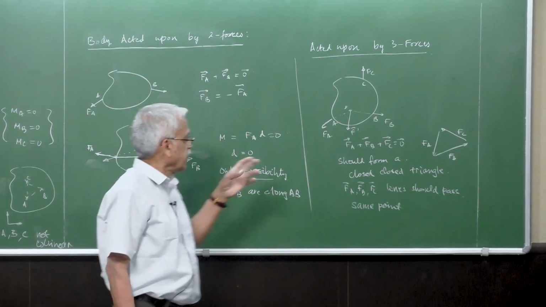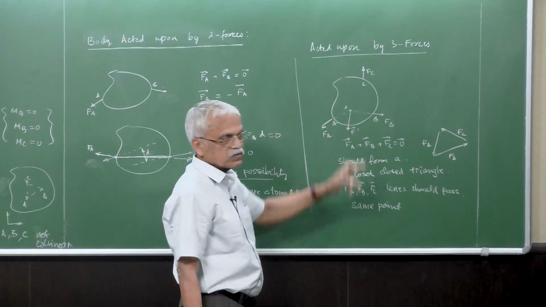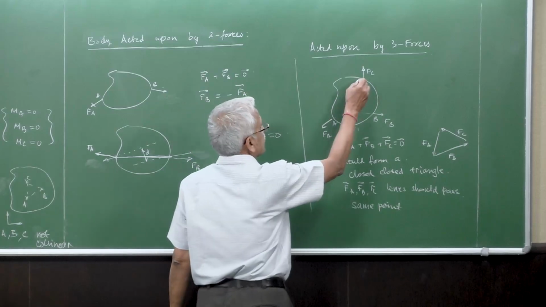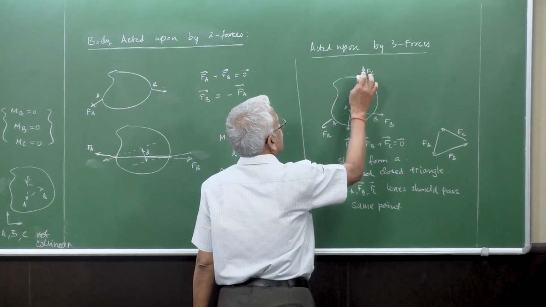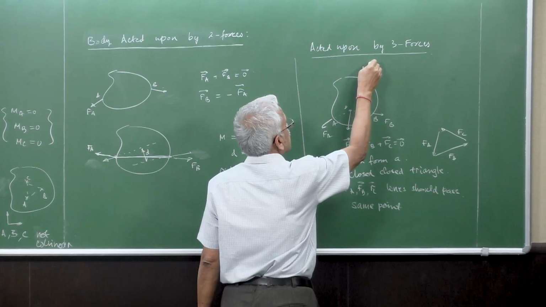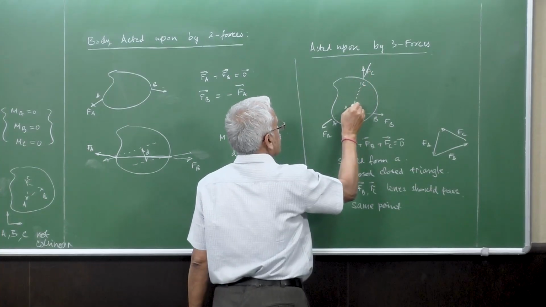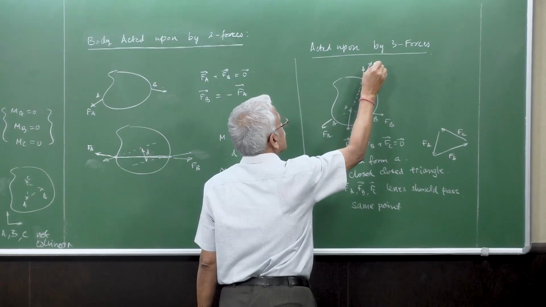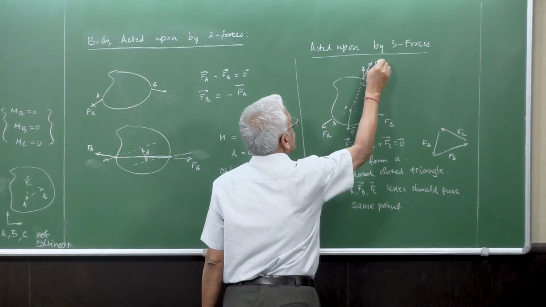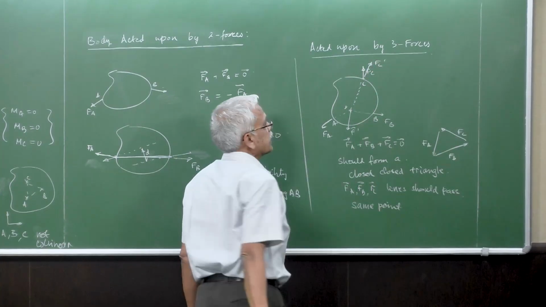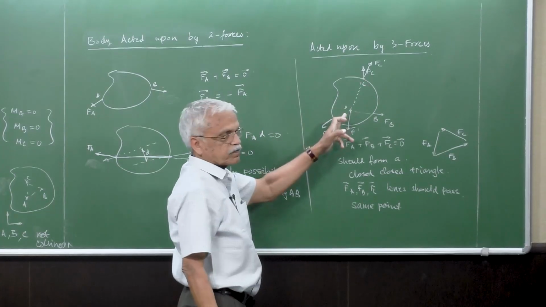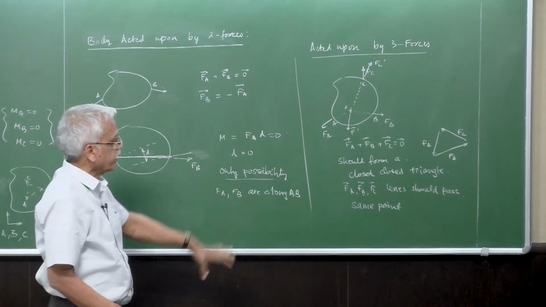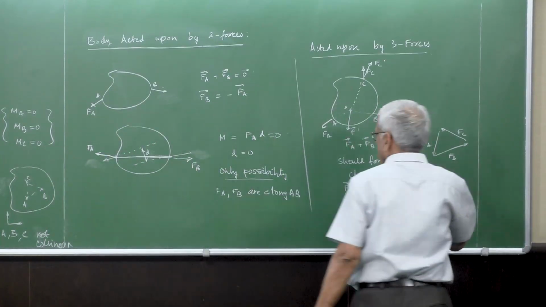We have seen earlier that this and this should be equal and collinear. So that means this Fc should also pass through this point. It is at some angle like this one, so the line of action of Fc should also pass through D. That is how we can analyze this easily and quickly.